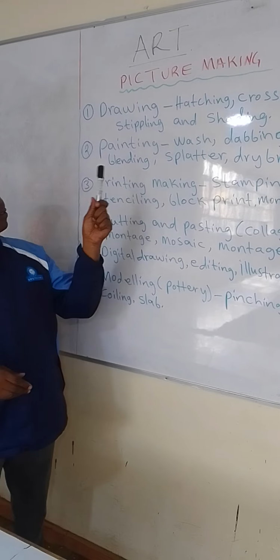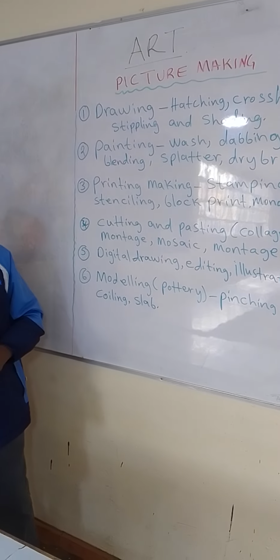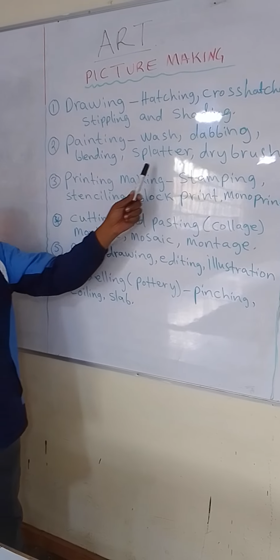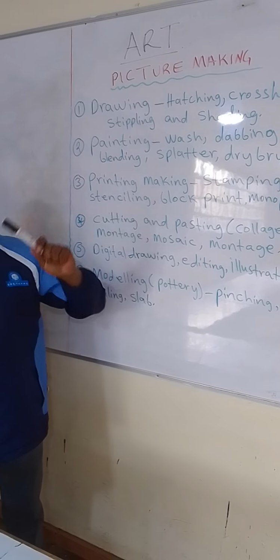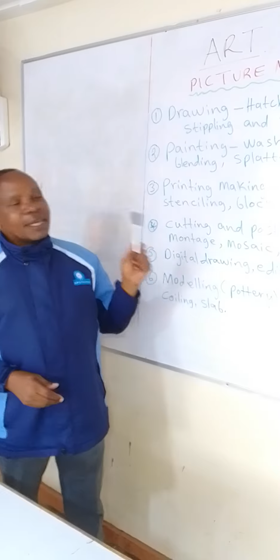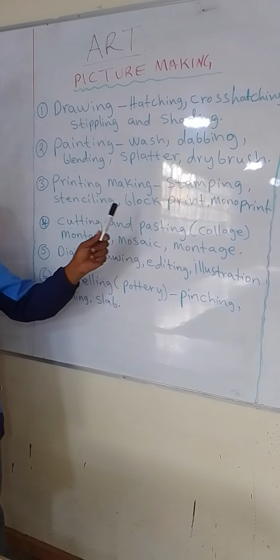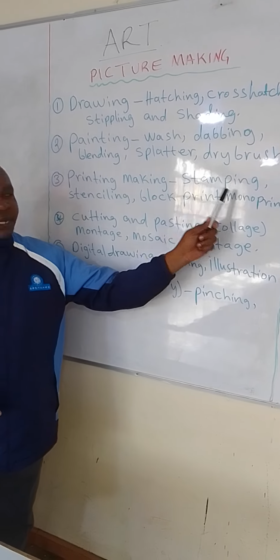Now the second technique of making a picture is painting. There are various techniques of painting: wash, dabbing, blending, splatter, and dry brush. So these are the techniques which you can use in painting. Then in printmaking we have stamping, stenciling, block printing, and then also we can do a mono print.